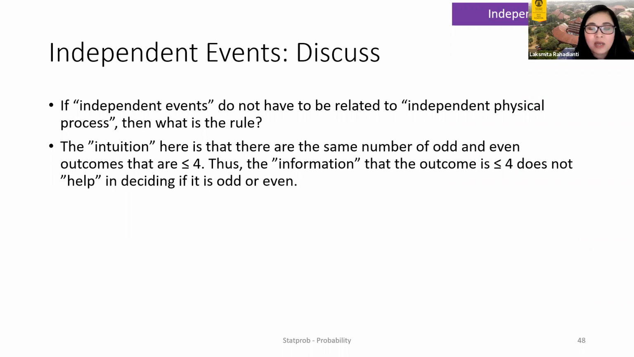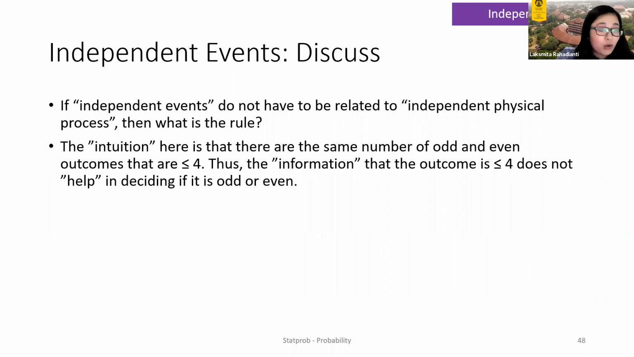Because just now we saw two examples. One, they were independent physically, so obviously they are independent events. But the second one was physically the same object, so they're not two different physical things. However, based on the equation, on the theory, they are independent events. So what it means is that the prior info that you have, that the outcome is less than 4, does not help you at all in determining if the event is odd or even. That is why we say that they are independent.